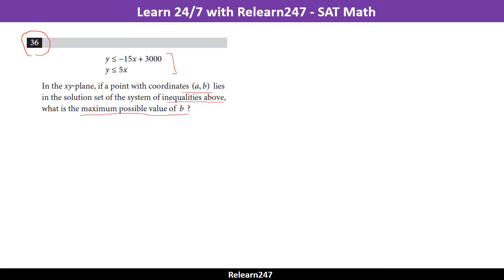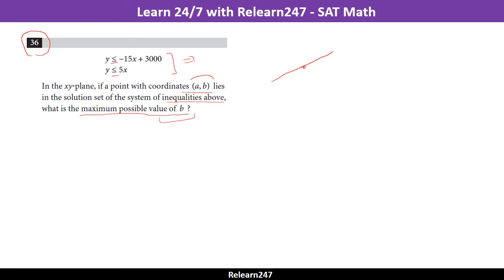Okay, so it is given that the solution set for these two equations has a point A comma B, and we need to find the maximum possible value of B. So friends, if we look at these equations, we can see that there is an equal to sign given with greater than, right? So this means that the solution will lie on the line itself, right? Because we can include those points.